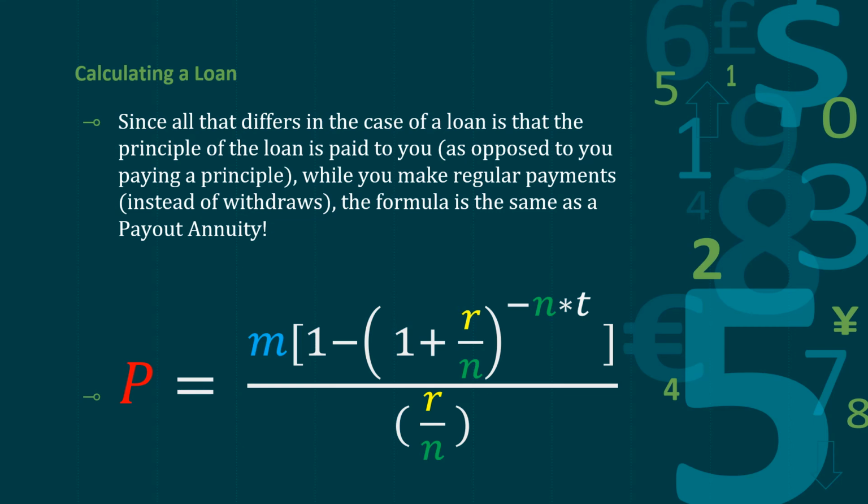There's our formula. Notice it hasn't actually changed because it is literally the exact same thing. It's just one of them is kind of unfortunate for you because you now owe money, and one of them sounds great because you get money paid to you on a regular basis.